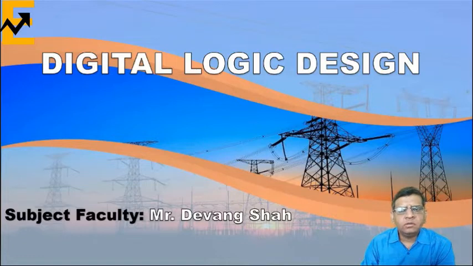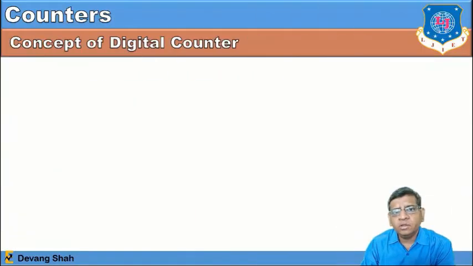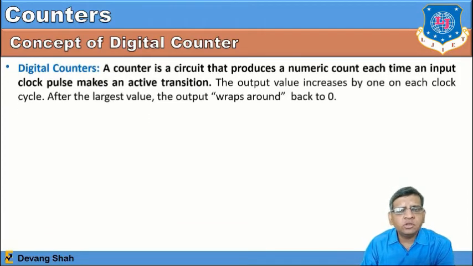Now in today's topic, we are going to discuss synchronous counters. So far we have been discussing counters, and in our previous session we discussed the asynchronous counter. Let me start with the concept of a digital counter. You already know the definition: a digital counter is a circuit that produces a numerical count each time an input clock pulse makes an active transition, right?